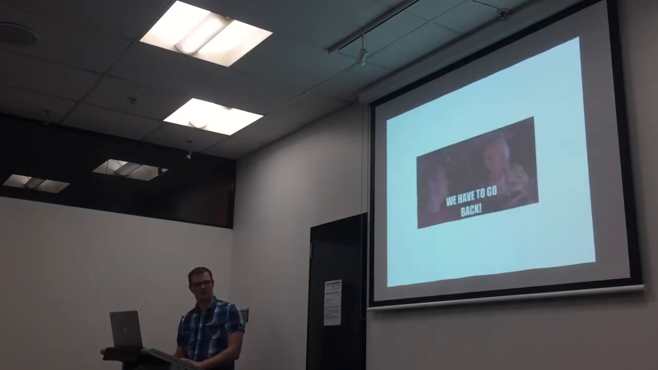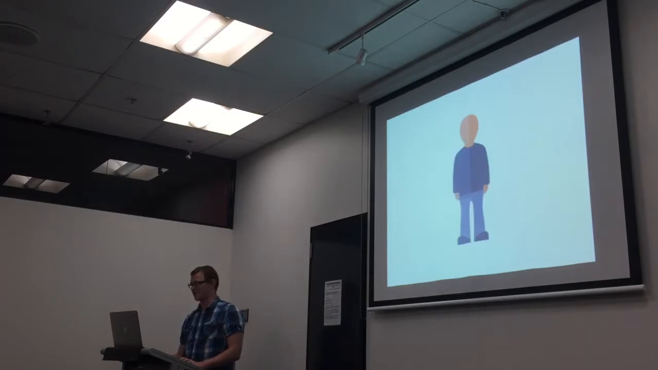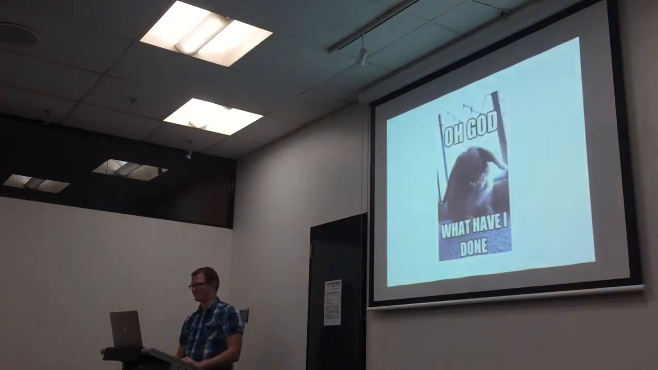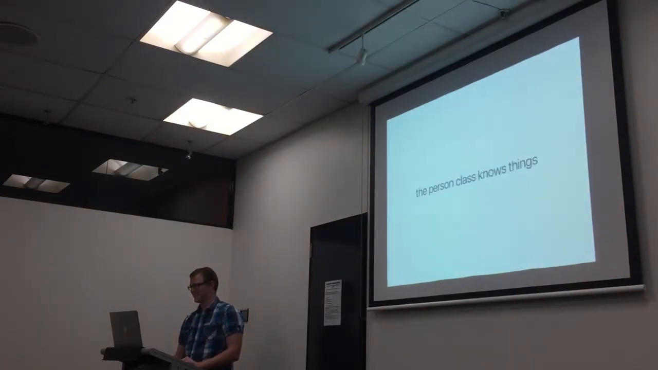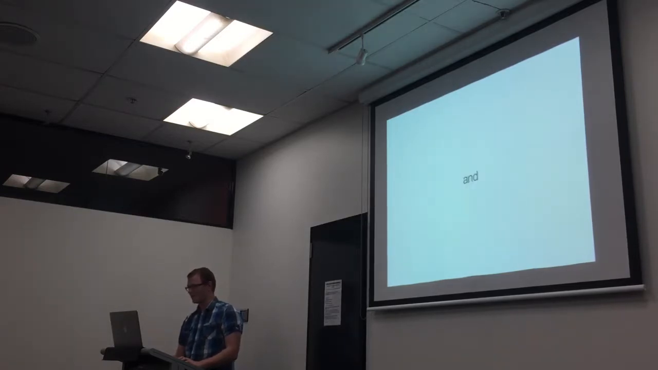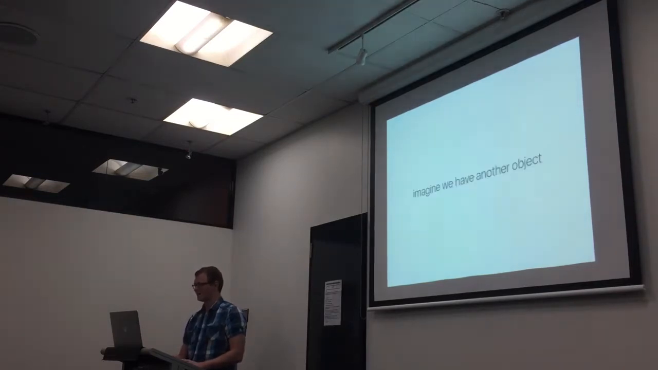But wait, we have to go back. So I said I'm a person. In programming, we can represent objects like people as a class, which we saw in Rob's talk where we were generating models. You are all instances of a class. The person class knows things. It allows you to have a personality, with complexities hidden within, like a name, hair color, eye color, nose size. But we need more examples.